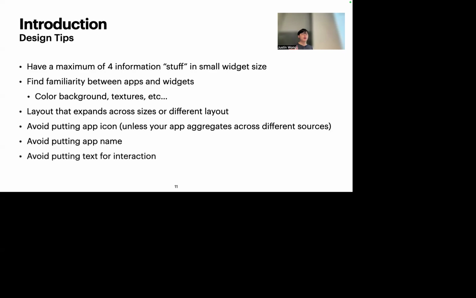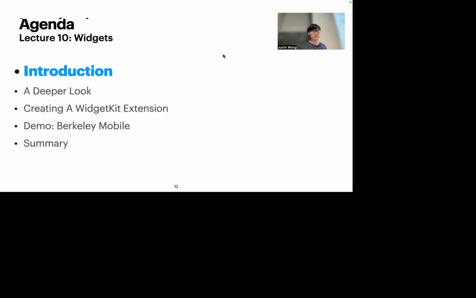You also want to avoid putting text for interaction. So you don't want a button that says click me, because when you click on a widget, you can specify that it will automatically jump within your app to a particular section. So you want to avoid text saying, hey, click me, or a button that says refresh or something like that. They also recommend that you don't use last updated or last checked verbiage if you want to display the last time it was updated.